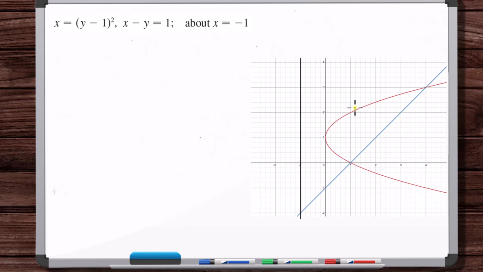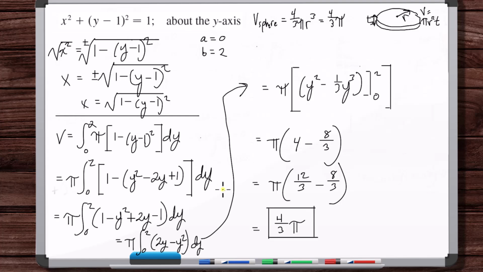And then if we draw an element here, this will be the washer method. We'll be revolving this around x is equal to 1, right? Oh, wait, I forgot. Let's come back. Yeah, see? 4/3 pi, 4/3 pi. Pretty cool. We got the volume of the sphere.